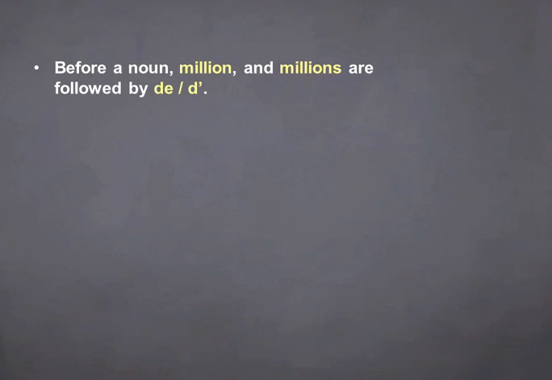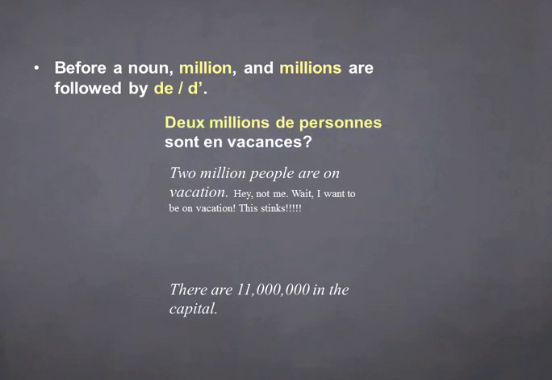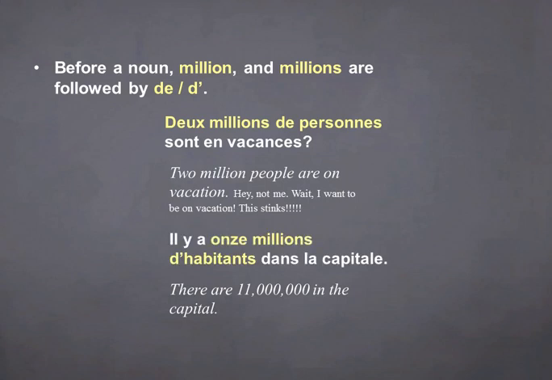Now before a noun, million and millions, both singular and plural, are going to be followed by de or d apostrophe. That's the other difference we saw in the notes a moment ago. So, 2 million people are on vacation. I put a little joke in here for the morning or when we see each other again, so we'll see who was able to follow along. But look at this: 2 millions de personnes sont en vacances. And then 11 million in the capital: il y a 11 millions d'habitants dans la capitale. They probably mean to say that there are 11 million people in the capital.